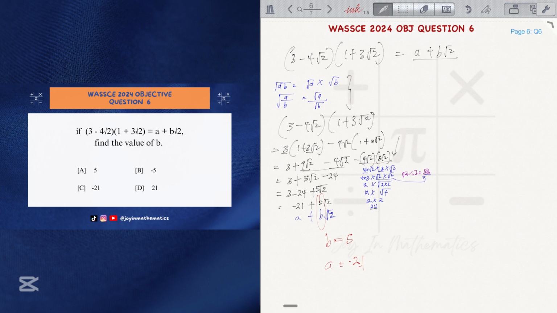So if b is equal to 5, this is equivalent to option A. So remember to go back to our lesson video on YouTube and learn the whole course on surds to establish more understanding on surds.